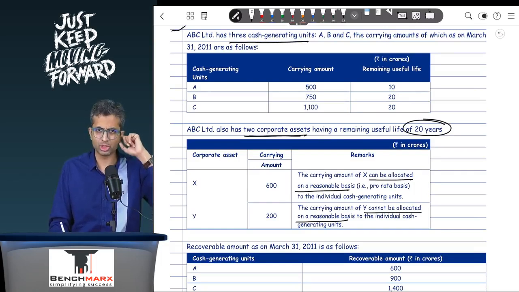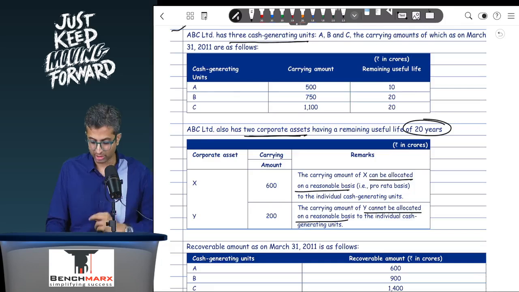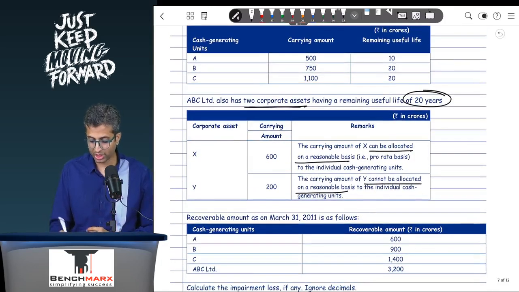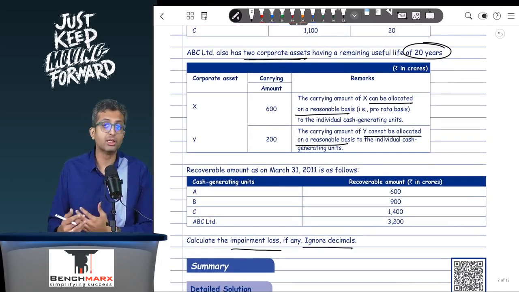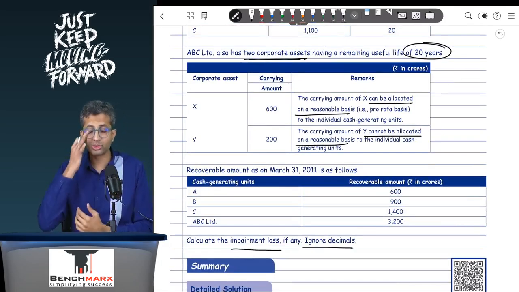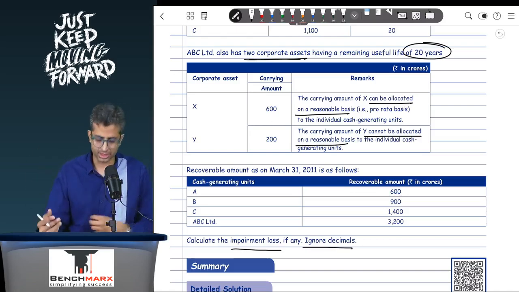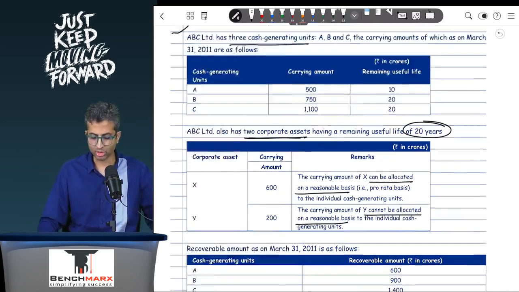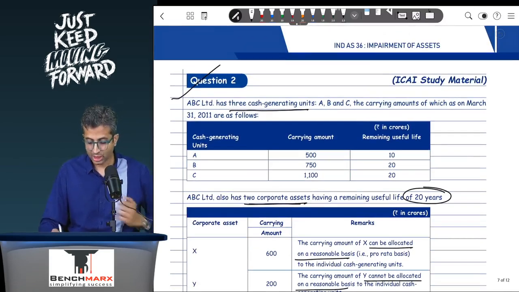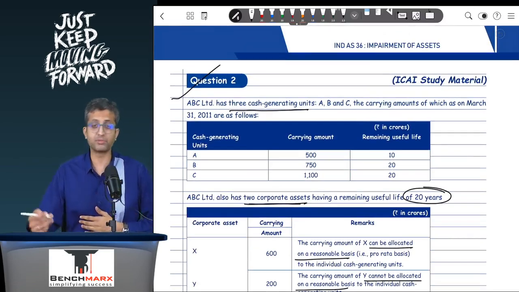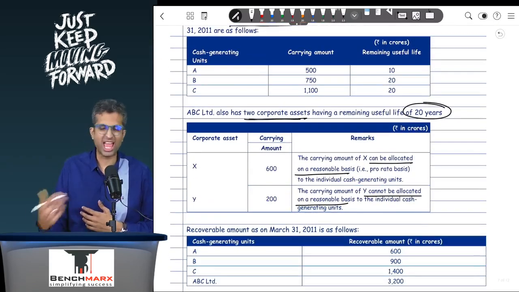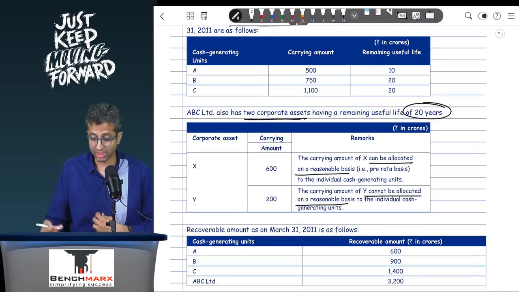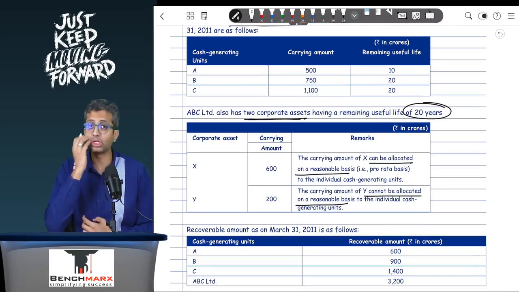So Y is unallocable corporate asset. X is allocable. Recoverable amount is given to you for A, B and C, and then for ABC Limited as a whole. You are required to calculate impairment loss, if any. Now for impairment loss, you will have to first do a 2-tier impairment testing, where you will first look at the smaller CGUs and then go to the larger CGU. The smaller CGUs over here are A, B and C. Now A, B and C have 500, 750 and 1100, but this is before allocating X or Y. Y cannot be allocated, but X can be allocated. Now X will be allocated in which ratio?